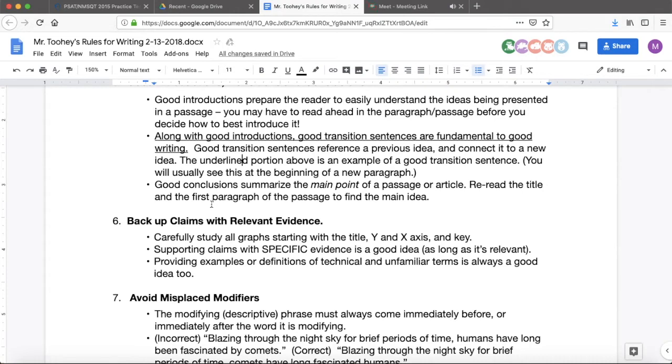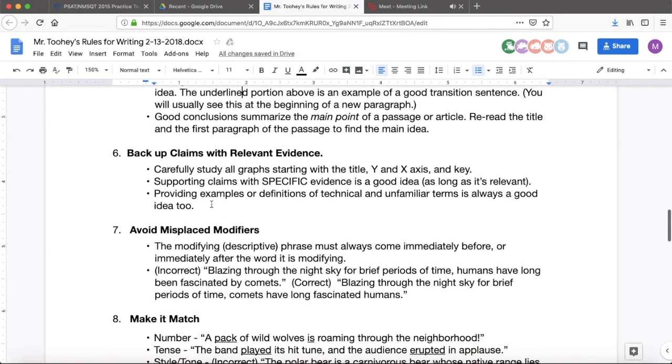No. Okay, good. All right, Blaze, go ahead and read. Rule number 6, the first bullet point: back up claims with relevant evidence. Carefully study all graphs, starting with the title, Y and X axis, and the key. Okay, we're going to get a lot of practice with this. They love asking questions that involve graph analysis, as if it were like the science section of the SAT or something like that.